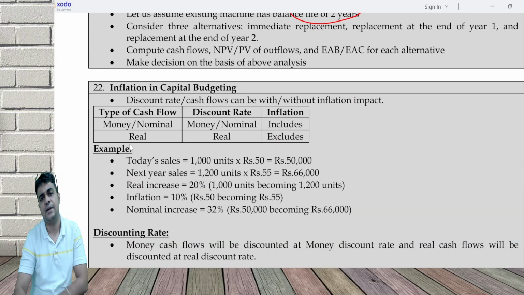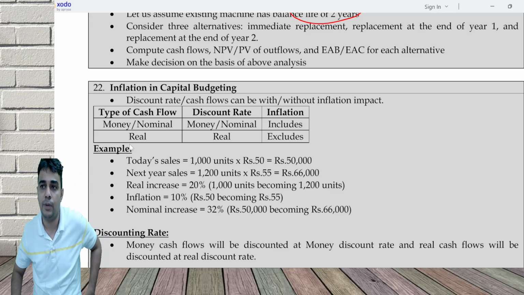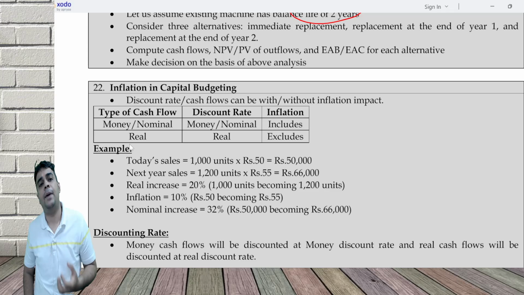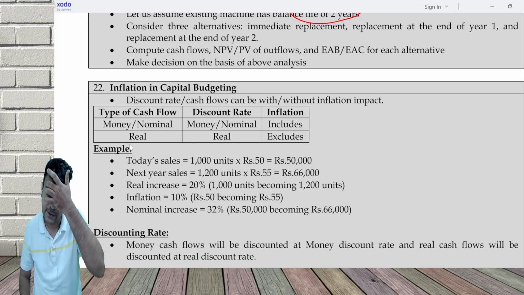Okay, next comes inflation in capital budgeting. I'll quickly discuss it, not sure whether we do a problem now or after the break, but let me discuss inflation. Whenever I am buying any machine, I use it for a period of 10 years, or for a period of 5 years.